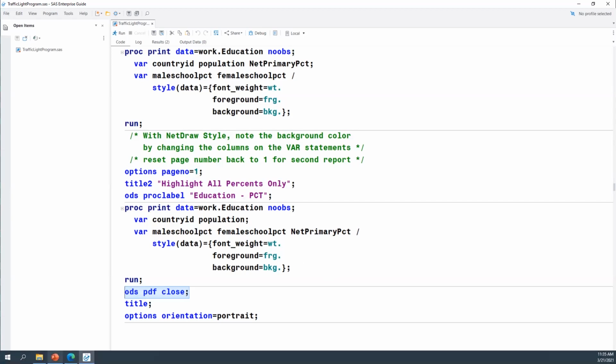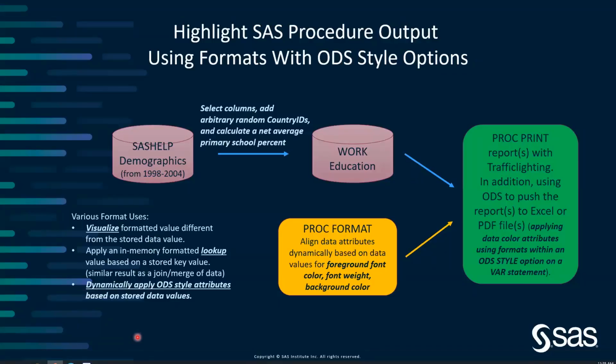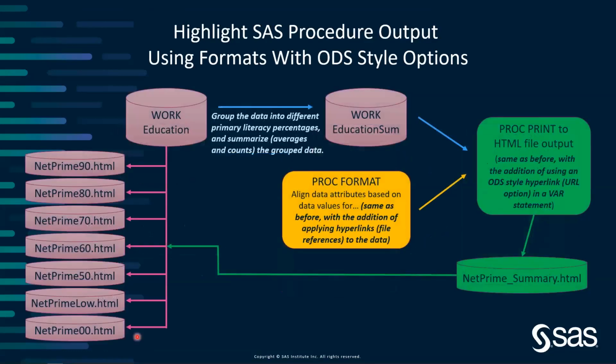I'm going to go back to the slides, and there is one more example that I want to talk through with a brief overview, and then we'll get to the code on this as well. All right, so I now have work.education, right? I have that data set already, and what I want to do is create a series of filtered detail reports as HTML report output.